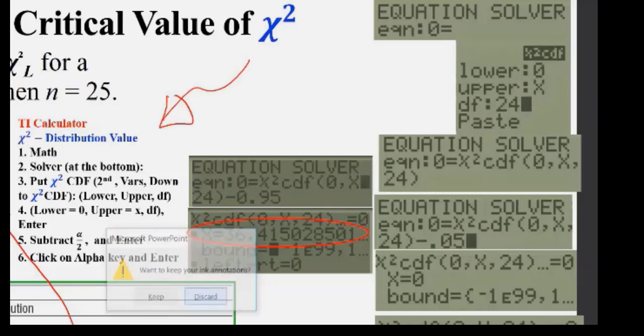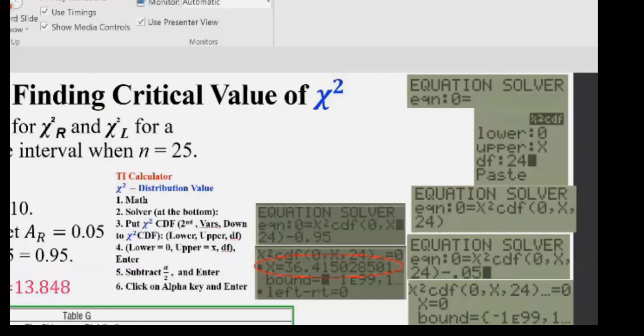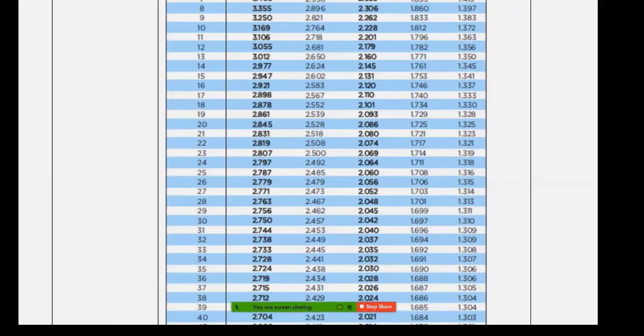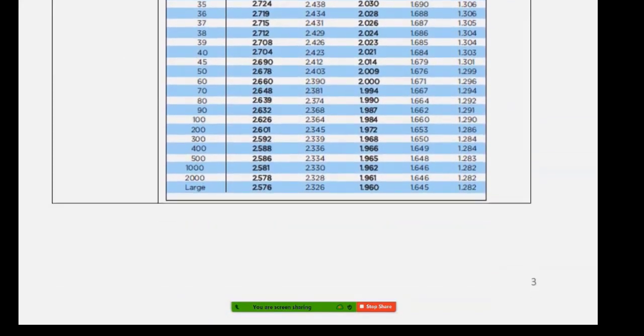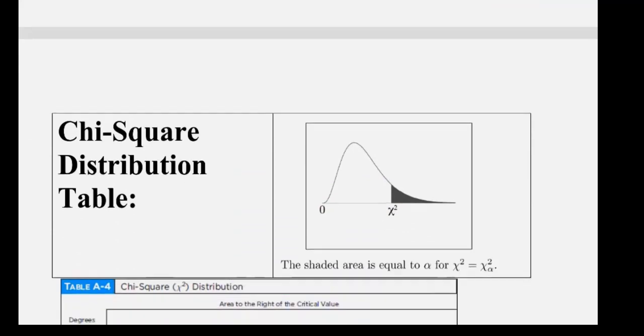So let's see if we have this table. Okay, so here's the table. Remember, this was the T table, right? So when we go up, the next table is called the chi-square distribution table. So you always need two things. You need degrees of freedom, which is n minus 1, and area to the right. This is the way the reading takes place: the area to the right.